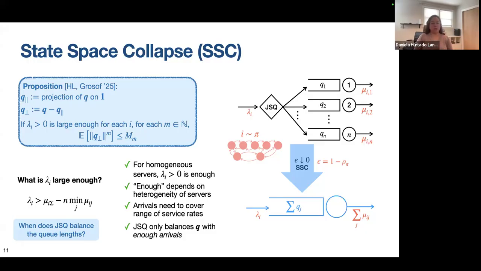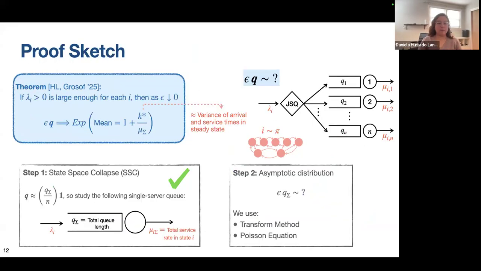An observation here is that we're not assuming anything about the mixing time of the modulating Markov chain. One could ask why you want all of them to satisfy this condition; on average, they should be large enough. I can have a very bad state, and that's okay. The answer is yes, but in that case, you need conditions on the mixing time. So it's one or the other. That's state space collapse: in order for this to be satisfied, we need lambda large enough. In the second part, we're going to look at the asymptotic distribution of the collapsed system.